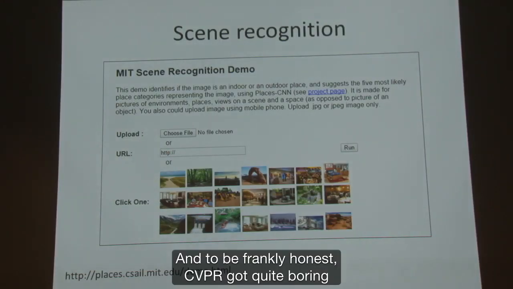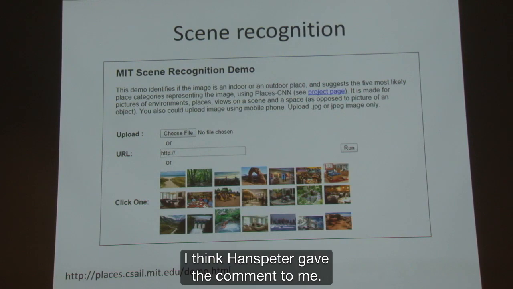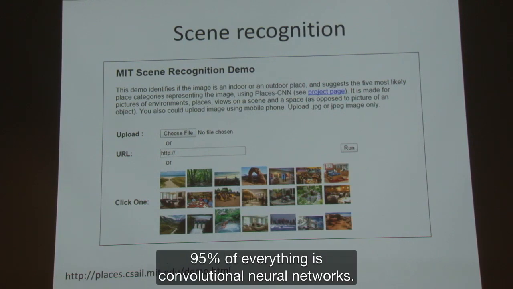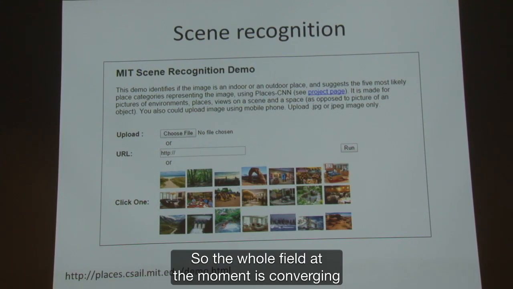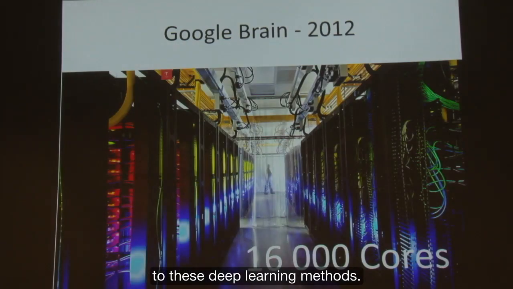And to be frankly honest, CVPR got quite boring because of this. I think Hans-Peter gave that comment to me. After the last conference, he was like, it's pretty boring. 95% of everything is convolutional neural networks. So the whole field at the moment is converging to these deep learning methods.